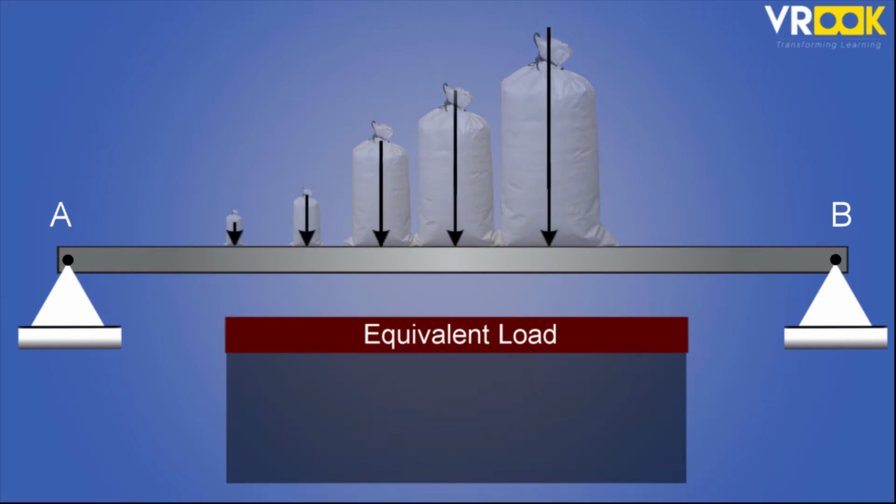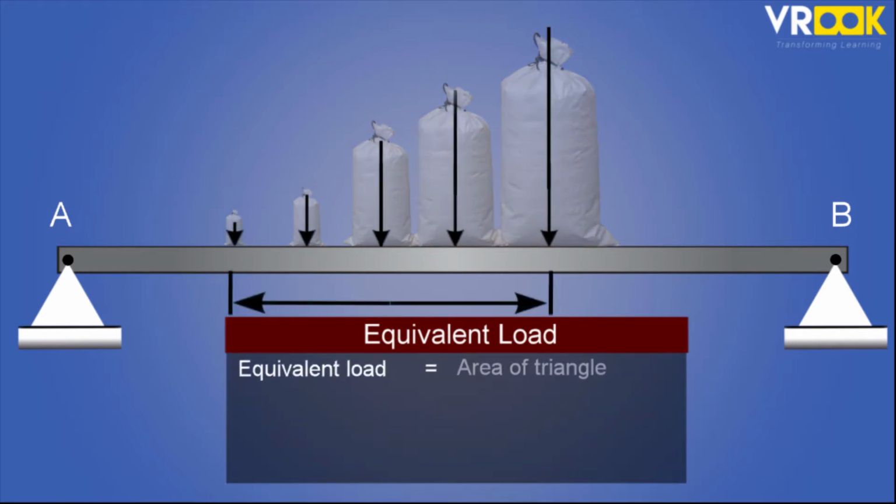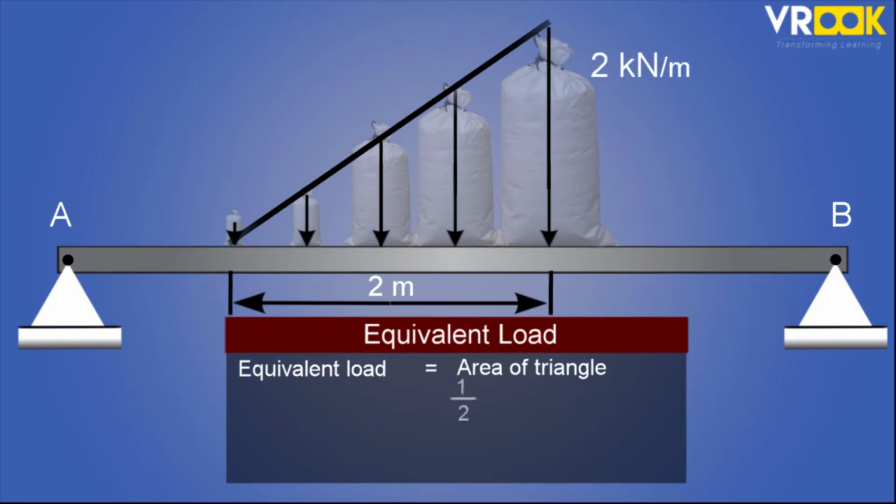The magnitude of that is given by the area of the triangle formed by UVL. That is half into base into height of a triangle. Base is the span length for which UVL is acting. Height is the maximum load intensity. So we have half into 2 into 2, which is 2 kilonewton.